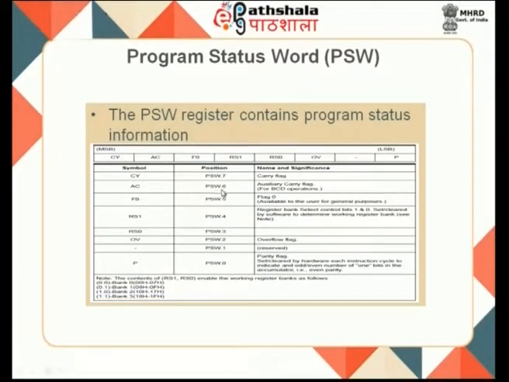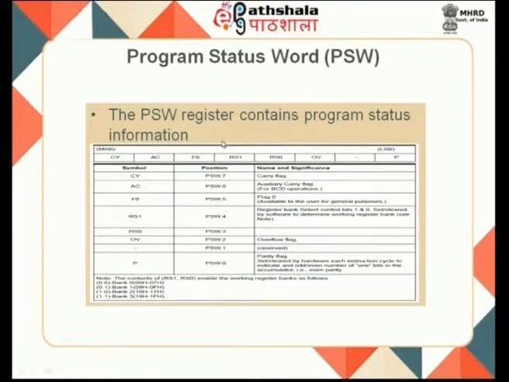When I am looking at the next bit, that means PSW.6, it is the auxiliary carry. If I am adding 2 numbers where there is an overflow at the 4th bit and it comes as a carry over here, then there will be an auxiliary carry.